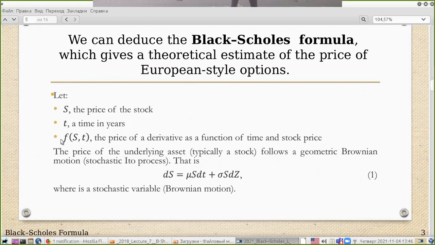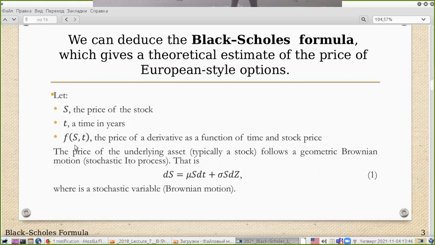Vika. As I remember, it's S minus K and 0, and we choose the maximum of these two values. Yes, you're right. Well done. Thank you.